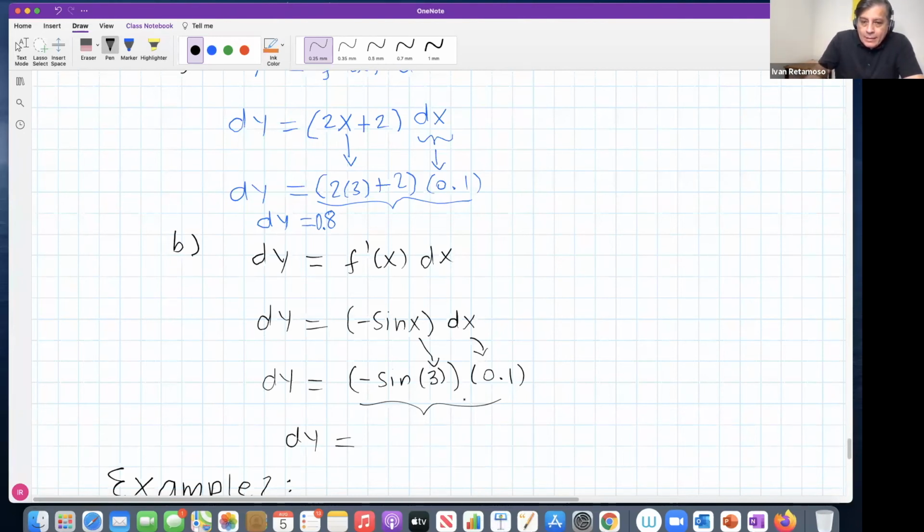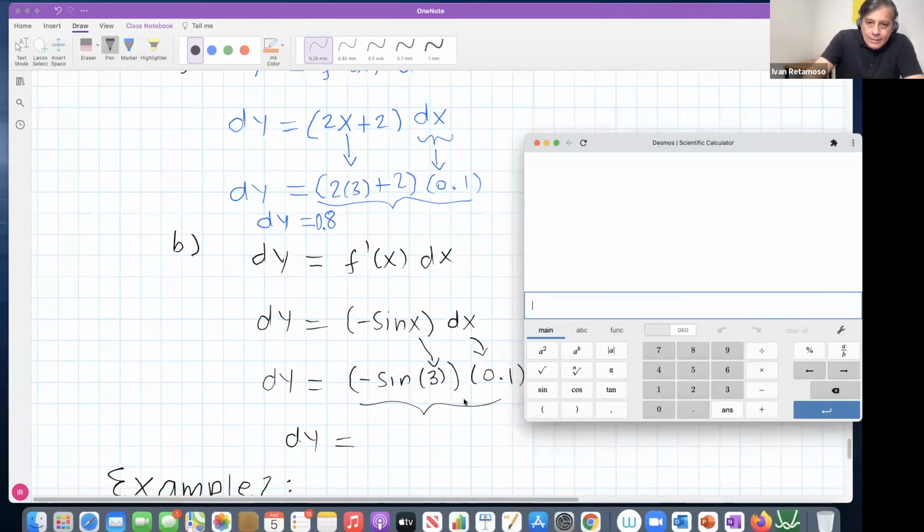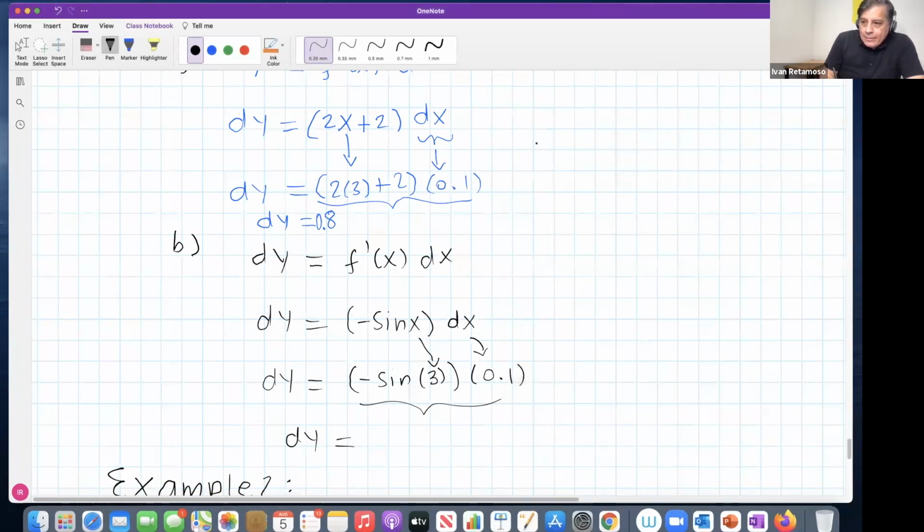So if you put this in the calculator, how do we do that, Professor? Well, this way. Very important here, guys. Sine of 3, but our decimal calculator by default considers degrees. Change it to radians as soon as you can. And then 0.1 here, right? Negative 0.01411, rounded.